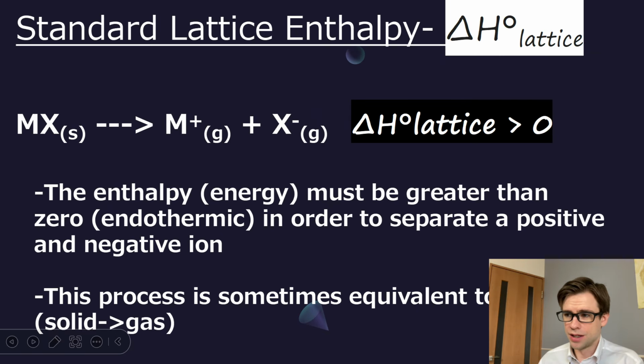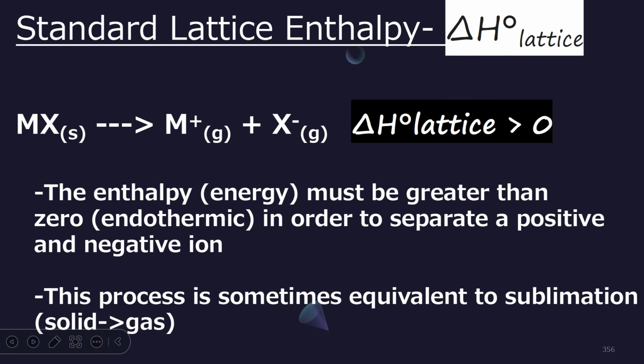So we have to put in our energy to a pot of water to boil it to a gas, right? Similar thing here. We have to put in our own energy or energy from the surroundings to separate ions into gas phase from the crystal structure. So this is also endothermic, we can say. The enthalpy or energy must be greater than 0 in order to separate a positive and negative ion. This process is sometimes equivalent to sublimation. That's a state change that we discussed in a previous video. Solid to gas is sublimation, and really that's what's happening here to our ionic salt.